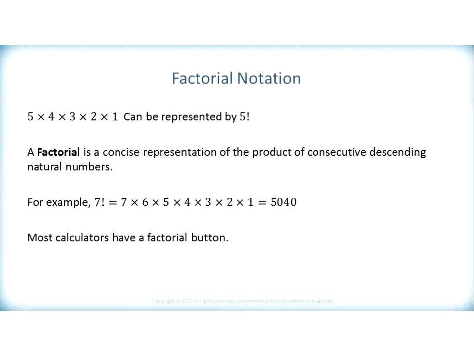Factorial notation. This 5 times 4 times 3 times 2 times 1 can be represented by 5 factorial. A factorial is a concise representation of the product of consecutive descending natural numbers. For example, 7 factorial is 7 times 6 times 5 times 4 times 3 times 2 times 1, which is 5,040. Most calculators have a factorial button. It's an exclamation point.